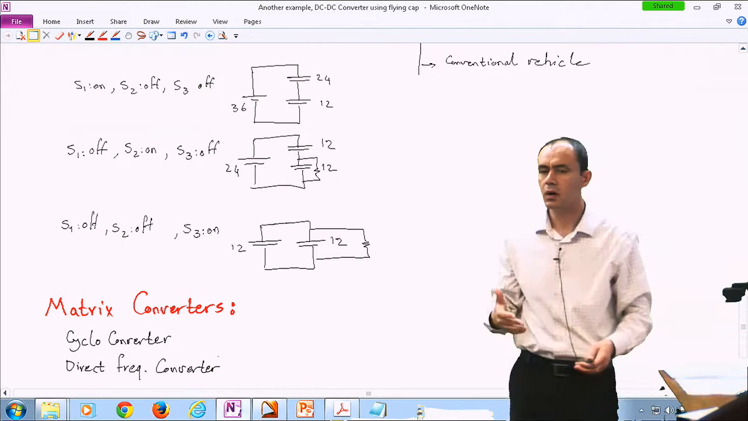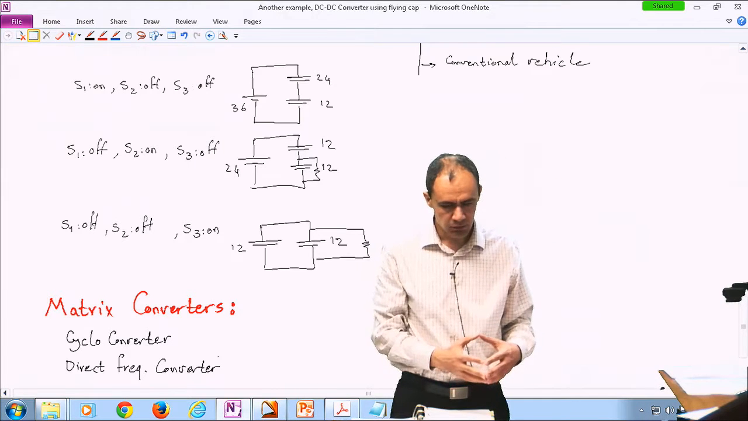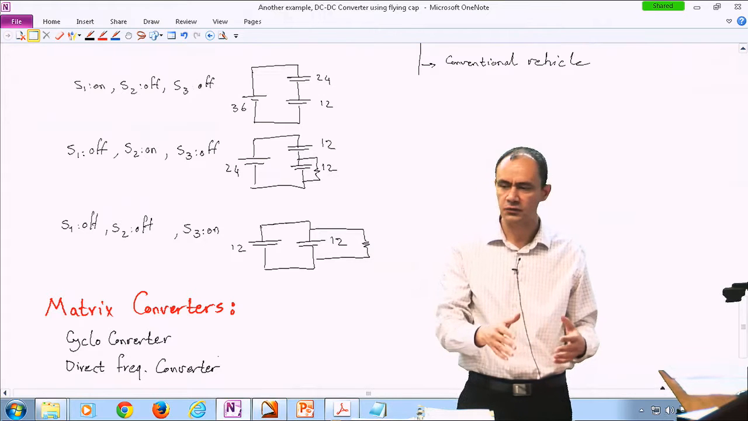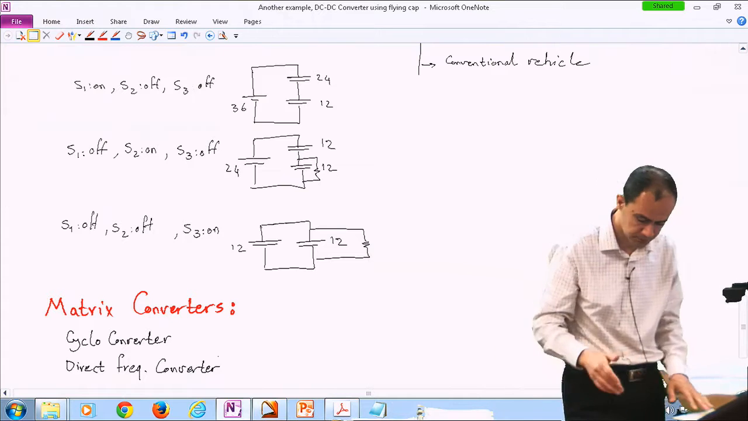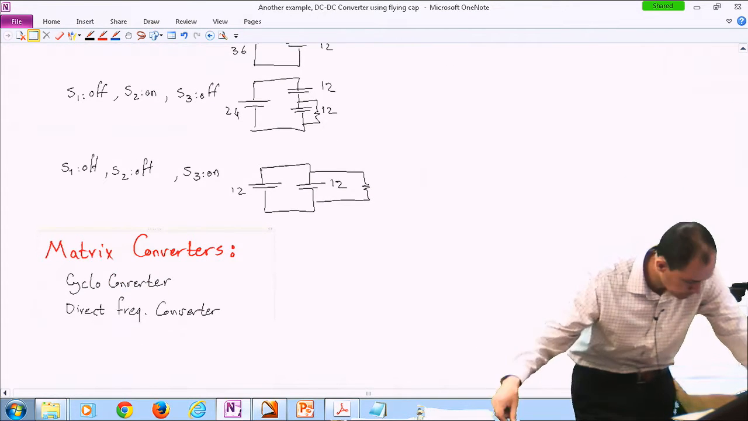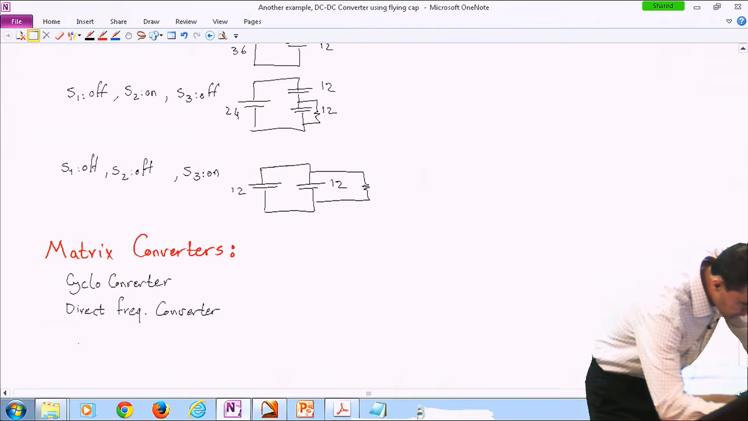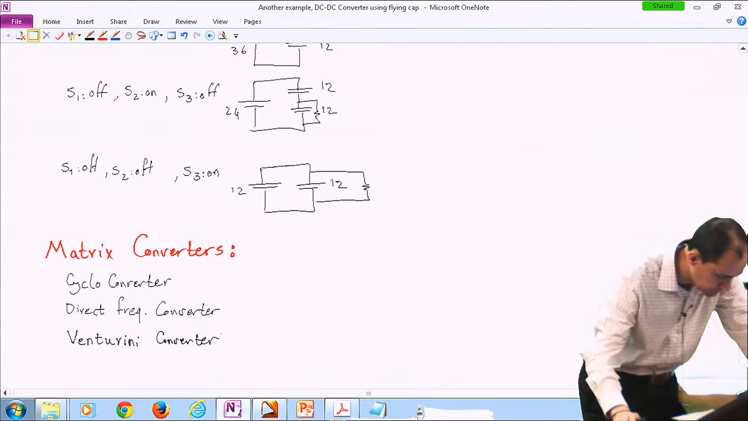And we are going to see why they are called direct frequency converters, but in a nutshell, if you want to convert one form of AC to another form with a different frequency, you don't have to rectify it into DC and invert it back. You can directly do that. And there's another name for that which sounds like it's Italian. I don't know how to pronounce it, like Venturini converters.